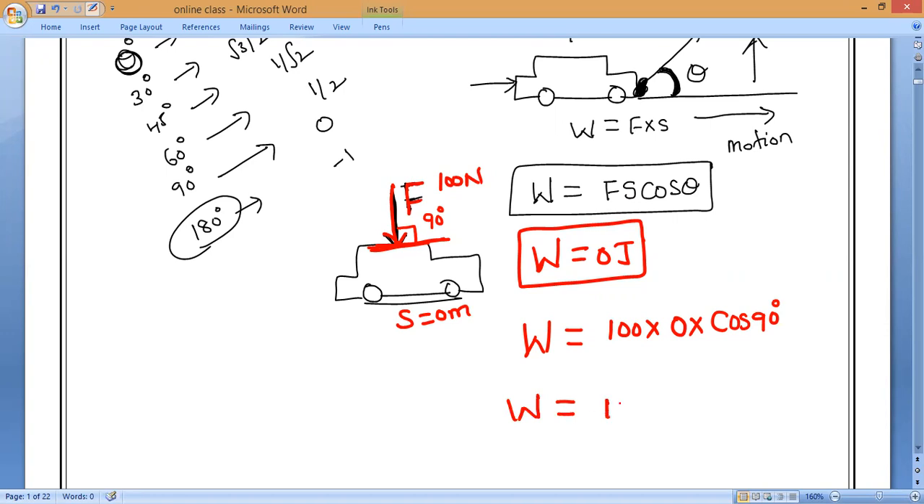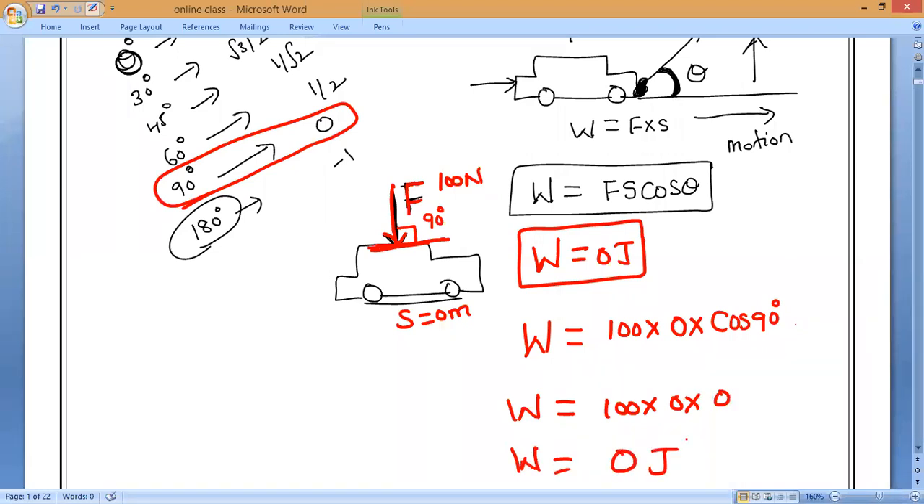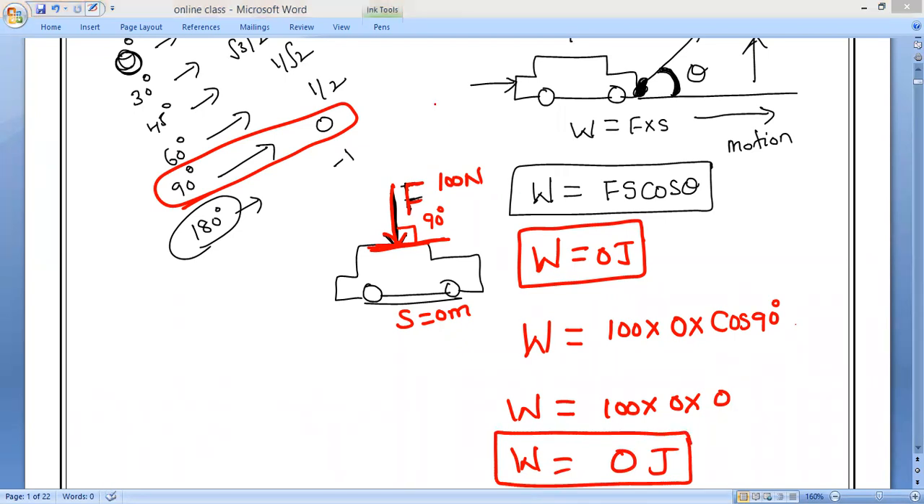So work done W is equal to 100 into 0 into cos 90. What is the value of cos 90? Check it, everyone. 0. Anything into 0 is 0 only. So how much is the work done? Work done is equal to 0 joules. That is what you have to remember. Clear?